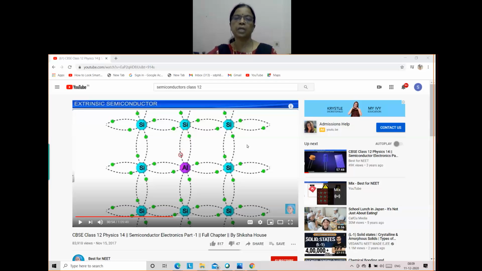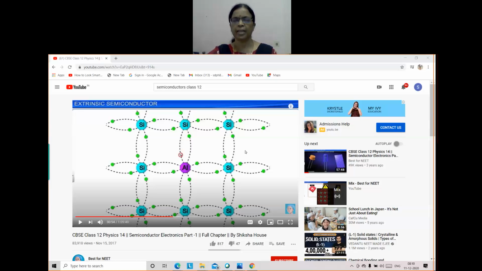So electrons and holes will be there, and in that place another bond breaks, and that electron will be attracted to the hole, and that will fill that hole. So like that, holes are moving, electrons are moving in the semiconductor.